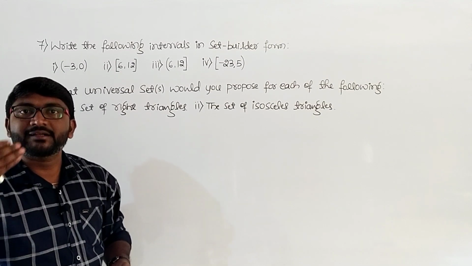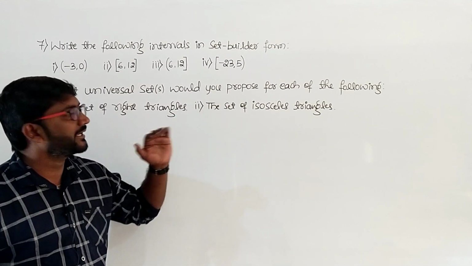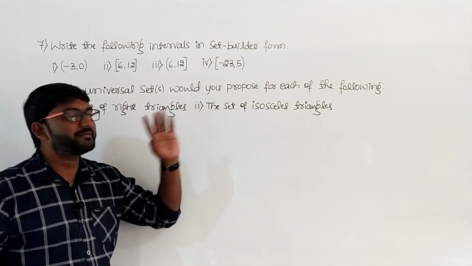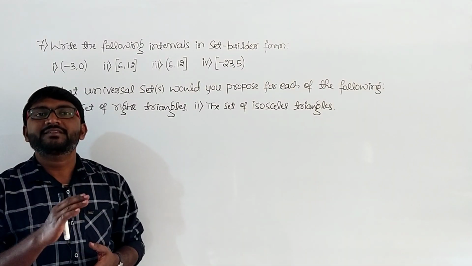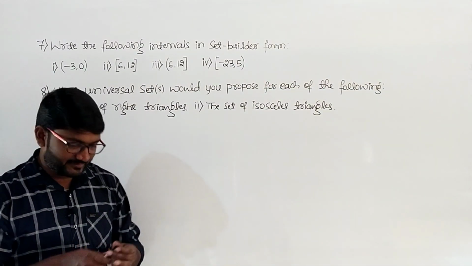Right triangles and isosceles triangles are a type of, or a part of, triangles. That is why the universal set for both the cases is going to be the set of all triangles.